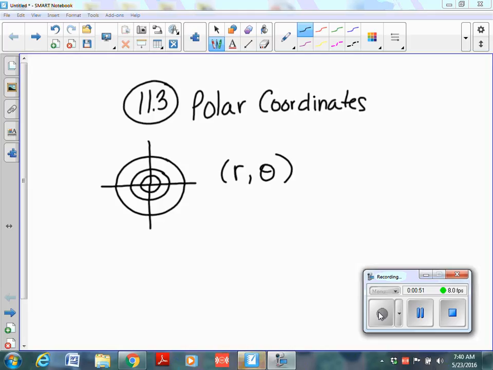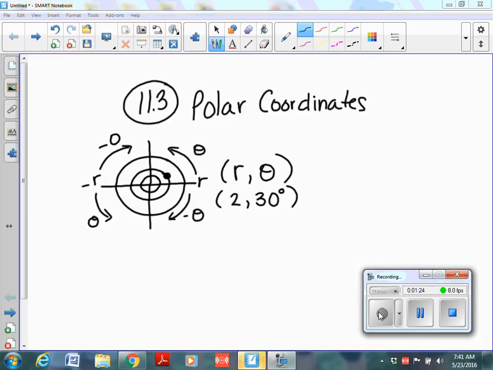So for example, if I wanted to graph 2, 30 degrees, I would go out 2 circles, and this is about 30 degrees. So this is 2, 30 degrees. This is a positive r and a positive theta. This is a positive r and a negative theta. They might give you a negative r. This is a negative r with a positive theta. This is a negative r and a negative theta.